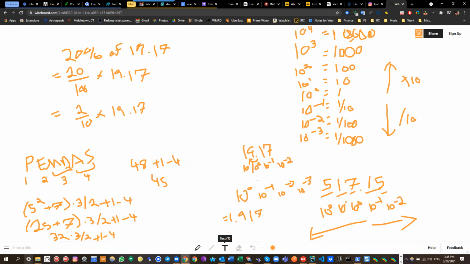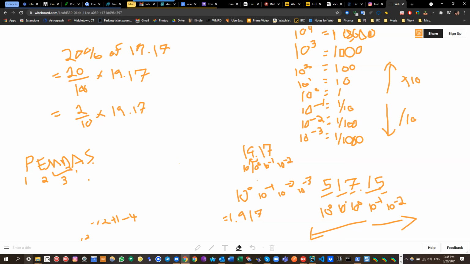But anyway, the point of all of that I was trying to make is really the fact that multiplication and division happen on the same level. So right here, I could divide by 10 and then multiply by 2. I don't have to multiply by 2 first.